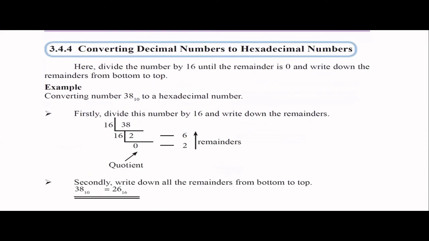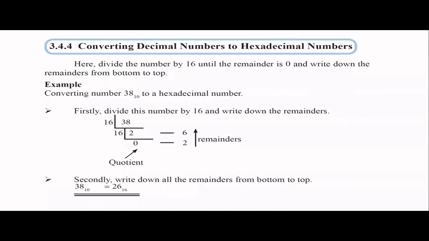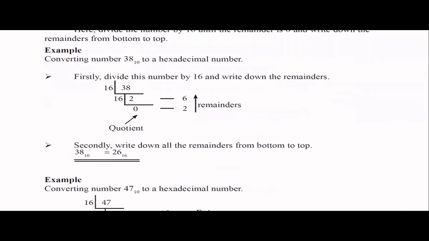Now we are going to convert decimal numbers to hexadecimal numbers. So for that, you have to divide the given number by 16 until your quotient is 0, right? So 38 is given. 38 you have to divide by 16. So 16 into 2 is actually 32. So that is why you have a remainder of 2. And 2, when you divide by 16, the answer is 0 and 2 is left. So this is very easy. The remainders should be written bottom to top. So that means 26 with base 16 is the equal number for this.